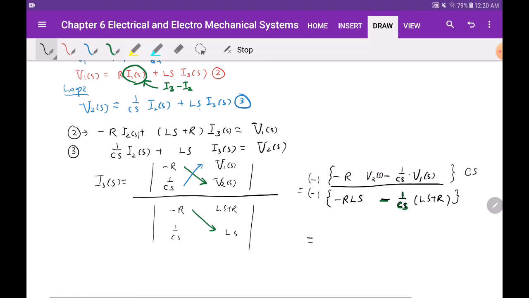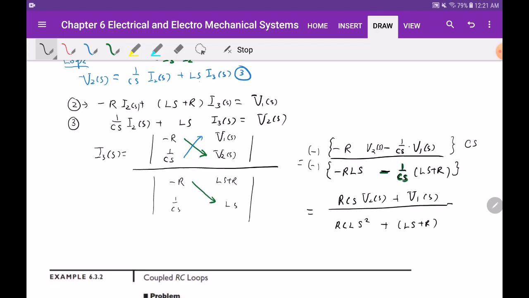CS. So you'll have RCS times V2 plus V1, divided by, you will have CS times RCL S squared plus LS plus R. Okay. That's your I3.